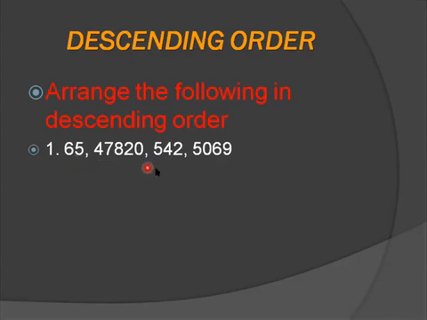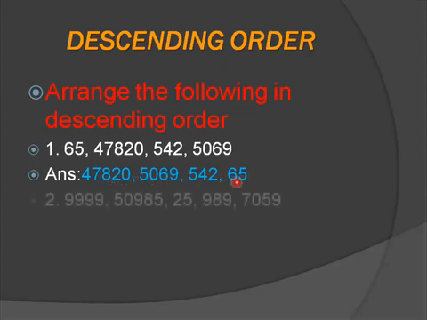So we arrange first the bigger number here, 2-digit number, 5-digit number, 3-digit number, 4-digit number. So now you know that 5 digits is the bigger number. So we write first as 47,820. So we write next which is in 4-digit we write 5,069. So next which is in 3 digits 542 and last which is in 2-digit number we write as 65. So in this way we will arrange from bigger number to smaller number in descending order.